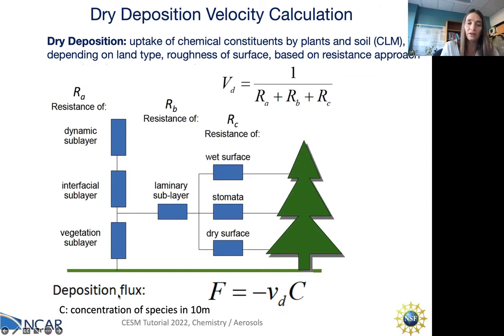You do have some parallel and linear resistors that are coupled together to really describe these dry deposition velocities based on different components in the land, like the dynamic sublayer, the interface sublayer, vegetational sublayer, and so on, as you can see here, also considering the surfaces, the stomata, and also the dry and wet surfaces. So this is the formulation for the deposition flux, which does depend on each species that is deposited. And so it's usually described here as a concentration at 10 meters.